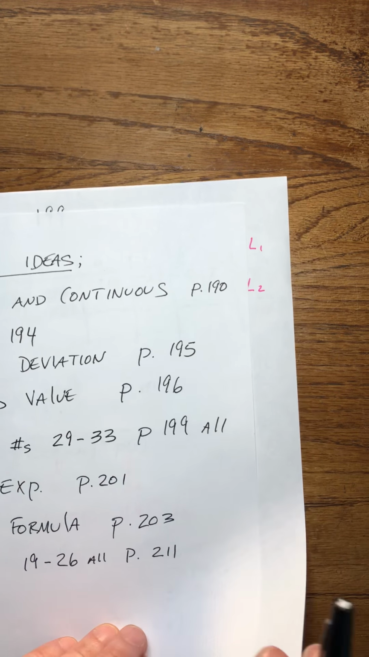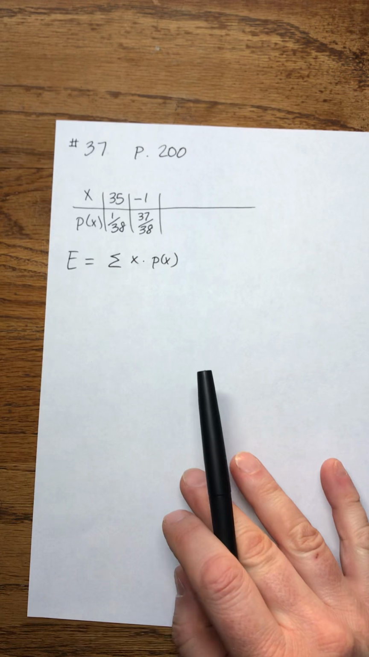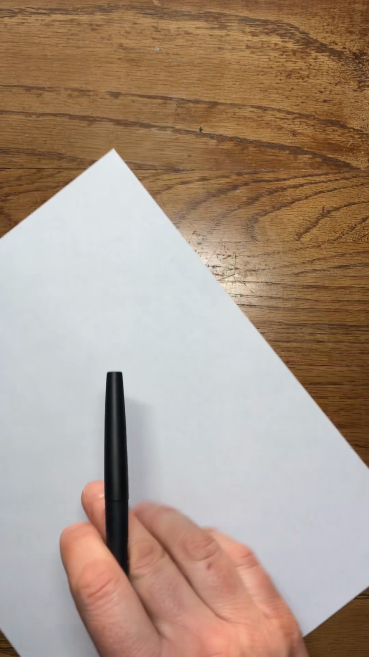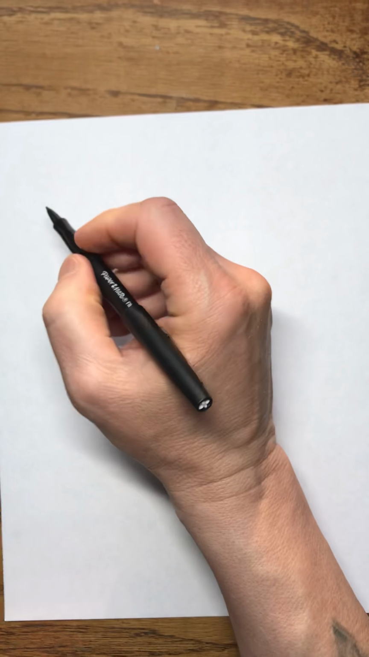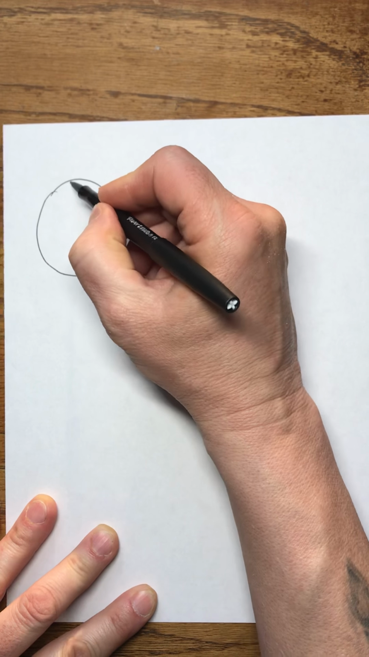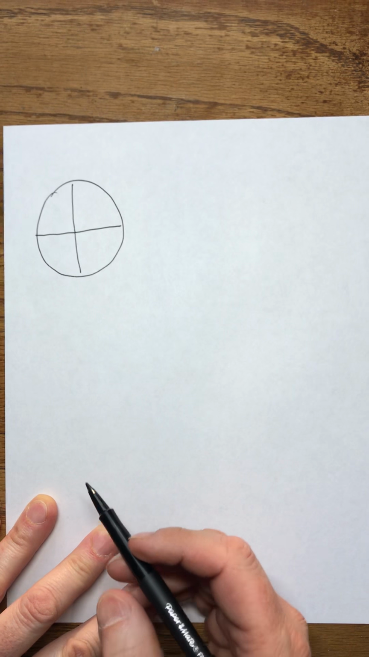What I want to talk to you next about is expected value. Let's look at a simple example before we do number 37 and 38, which are the next ones I want to do. Let's say we had a boardwalk game, and you have 4 ways that you could win or lose on this boardwalk game.